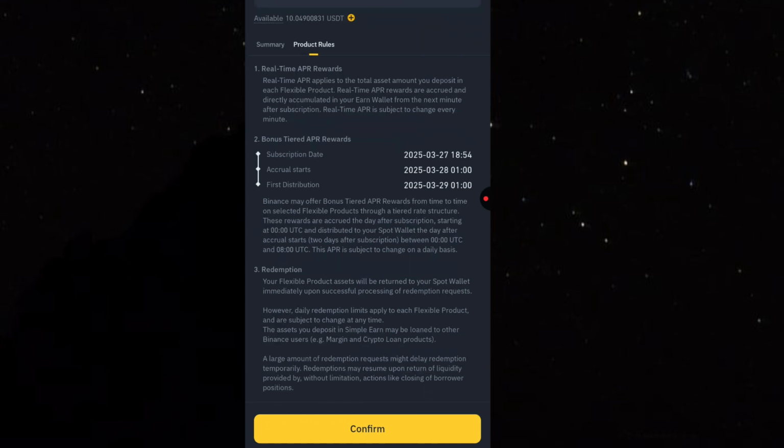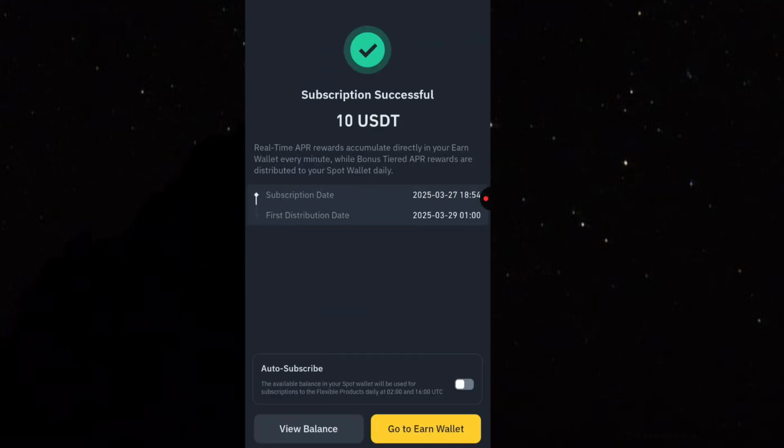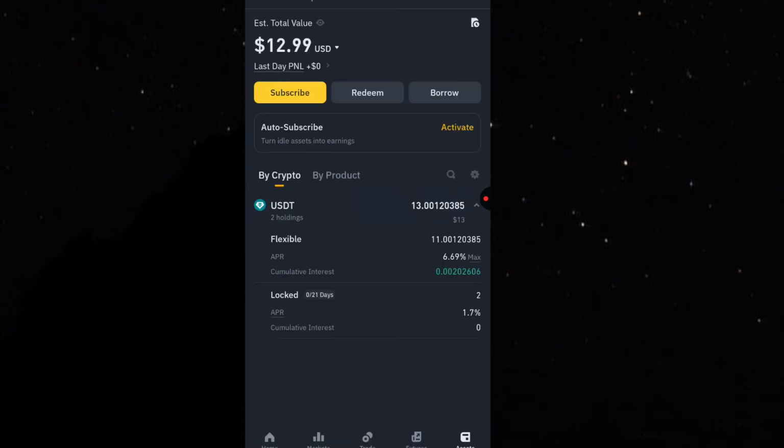After you have read and understood everything, you click on confirm, and then this is successful. If you want to auto subscribe, which means after the earning period you want to still continue, you can click on this. If you want to click on view balance, come here. If you want to go to earn wallet, you come here. And if you go to earn wallet, you can see this is where it takes you to, and I've been doing this for quite some time.